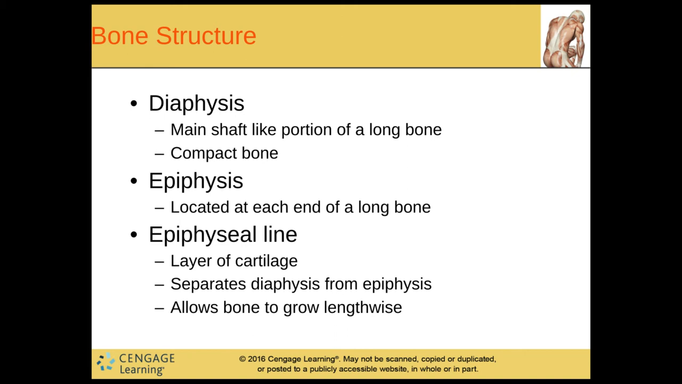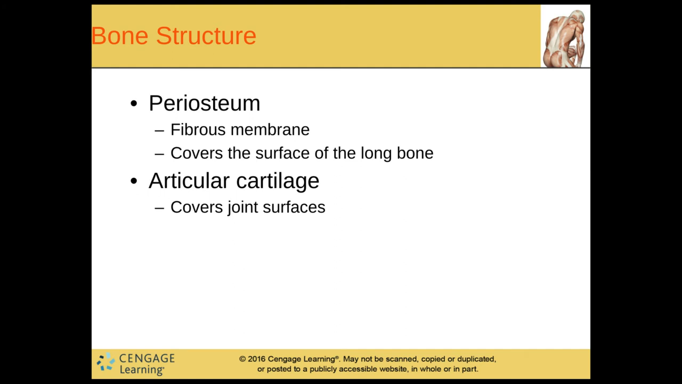And then we have the epiphyseal line. So that's a layer of cartilage. It separates those ends of each bone from that long shaft of a bone, and it allows the bone to grow lengthwise. And then we have the periosteum, which is the fibrous membrane that covers the surface of a long bone. And then we have the articular cartilage, which covers the joint surfaces.